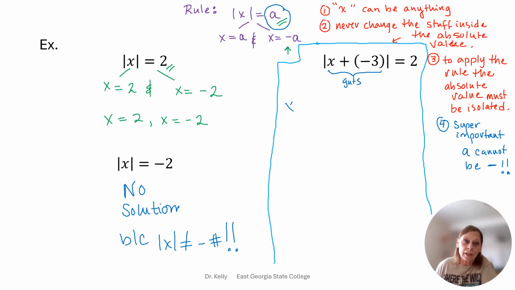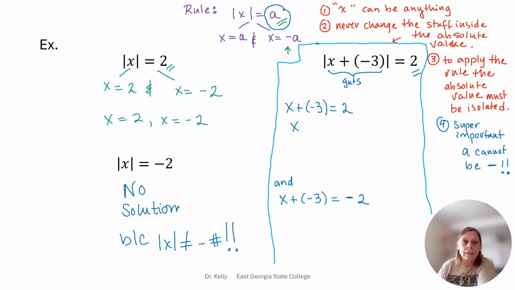And you're going to take your guts and set them equal to positive a, and this is our number a, so equal to 2. And then we're going to have this other equation. I'm going to write it down here because we're going to have to solve these equations. And we get the guts, x plus negative 3 is equal to negative 2. Okay, and then we'll solve this.